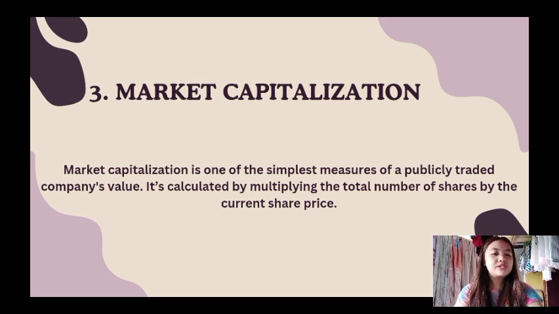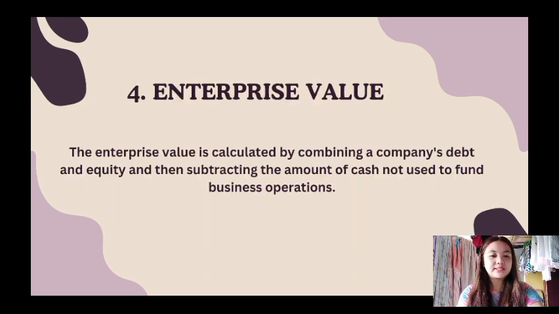Third is market capitalization. Market capitalization is one of the simplest measures of a publicly traded company's value. It's calculated by multiplying the total number of shares by the current share price. Fourth is enterprise value. The enterprise value is calculated by combining a company's debt and equity and then subtracting the amount of cash not used to fund business operations.